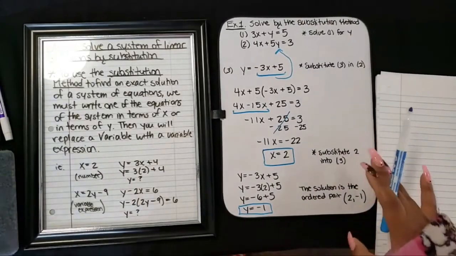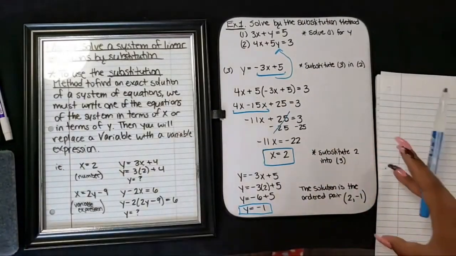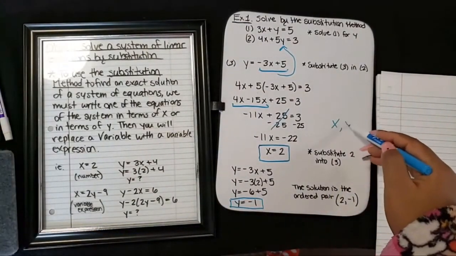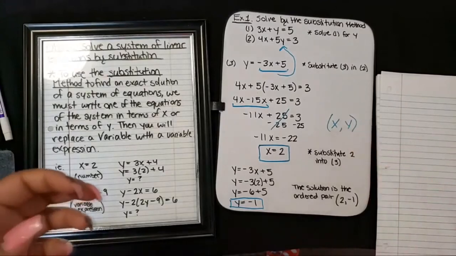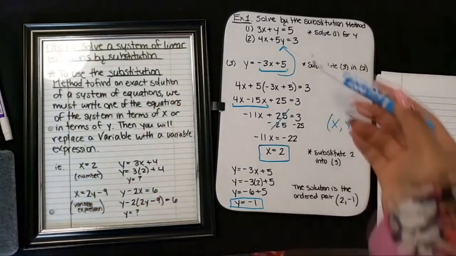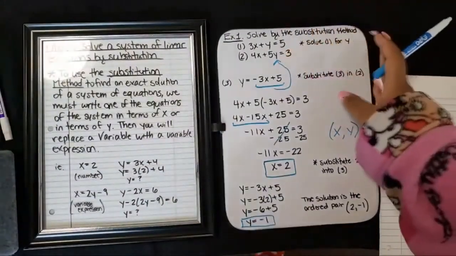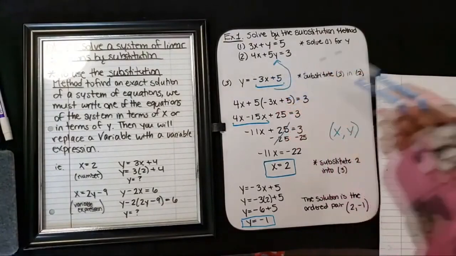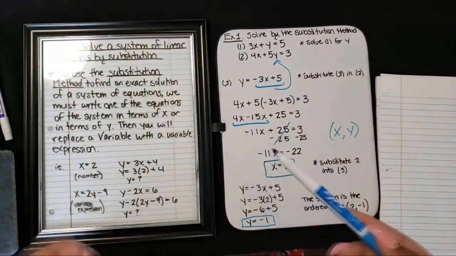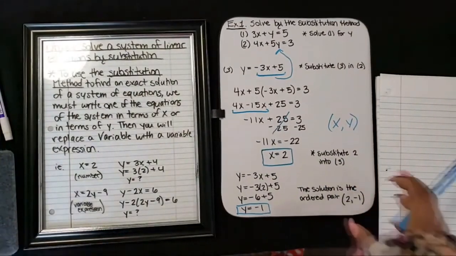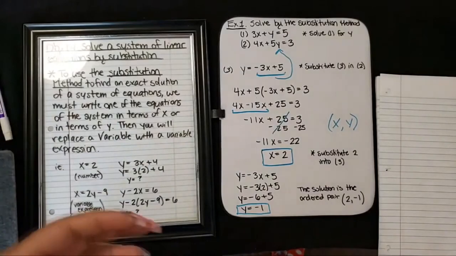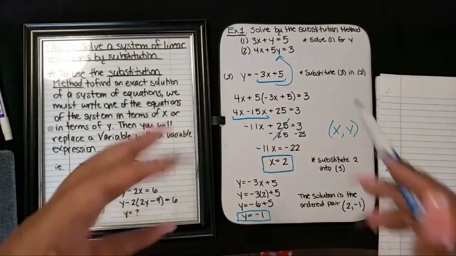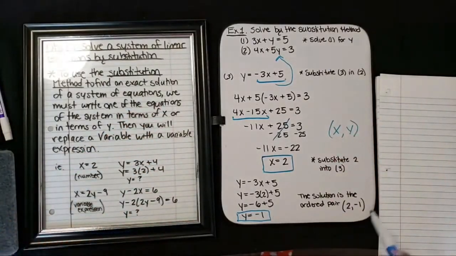So now that we know what x and y is, we have our solution. So that means the solution is an ordered pair, remember, because this is the point where these two lines intersect. So if we were to graph this, we would graph equation 1 and equation 2, and the point where both of those lines intersect will be our solution. But we are not graphing, we are using the substitution method. And with this method, we can find that exact point just by doing the calculation.